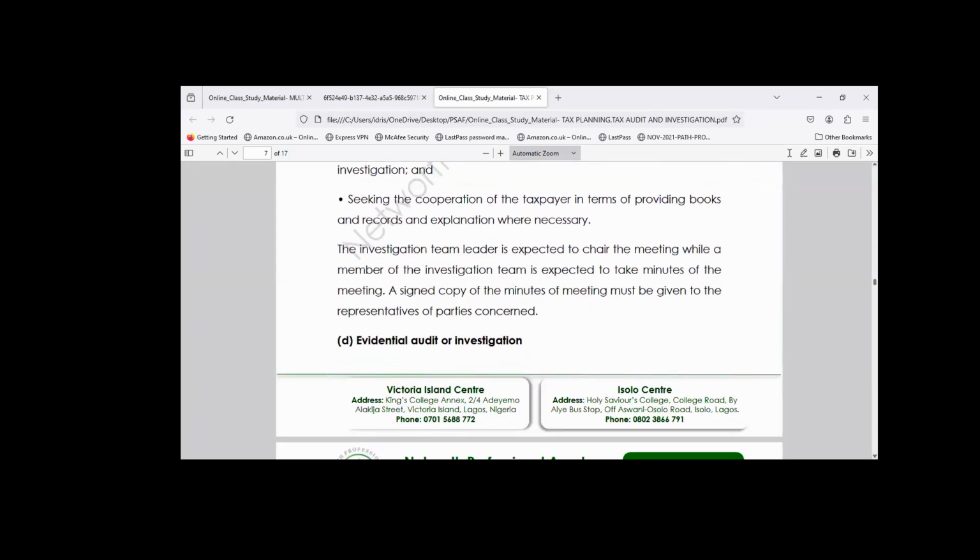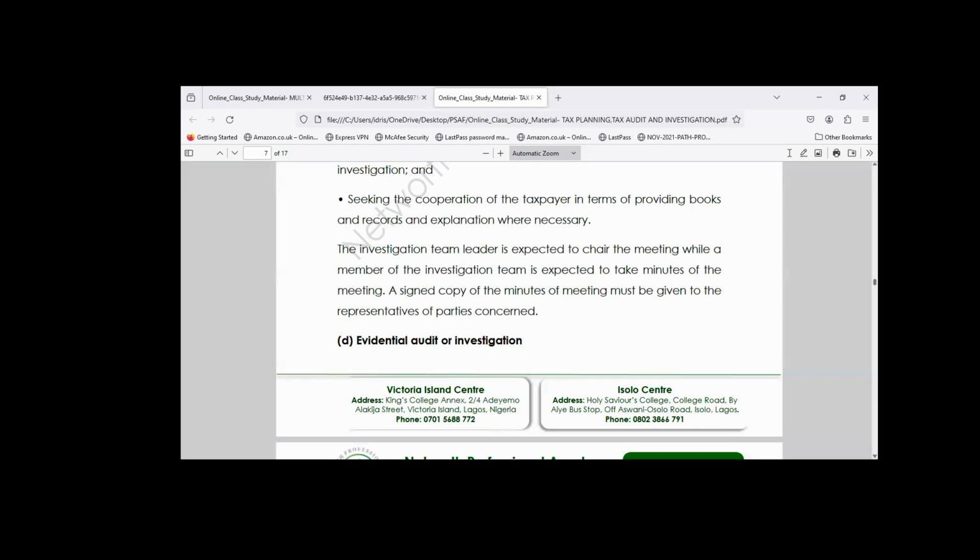The next stage of tax investigation is the evidential audit or investigation. This is about the gathering of evidence. You have commenced the investigation now, and you are gathering your evidence from the books and records submitted to you. The main source of document, when you want to do either tax investigation or tax audit, that every tax authority will require is the audited financial statement.